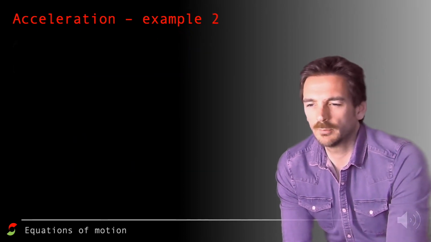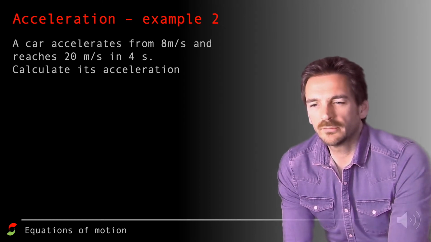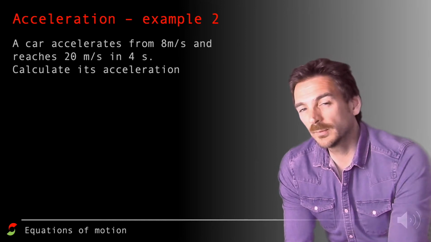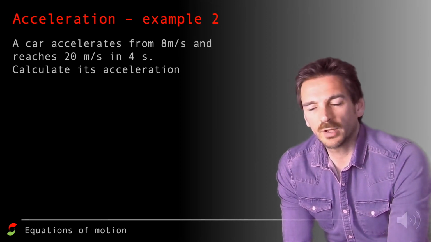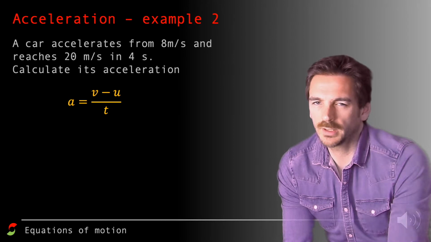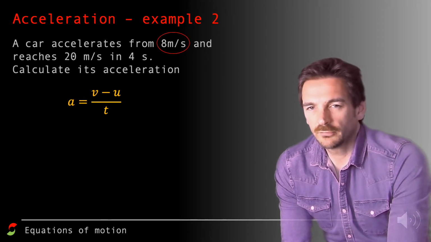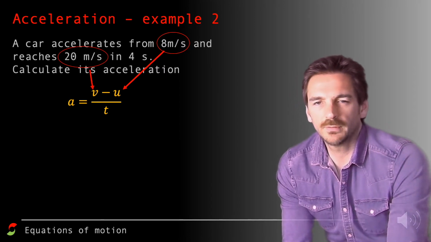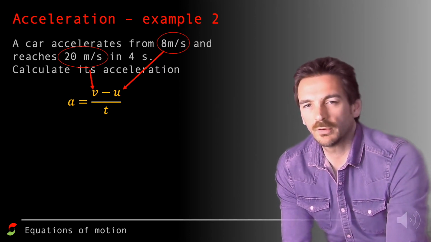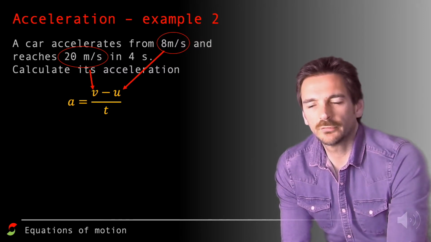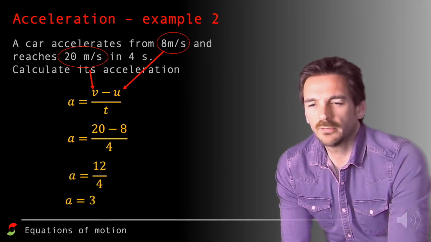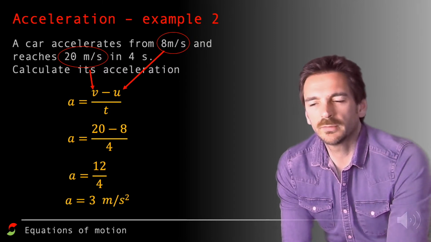Okay, let's have a look at another example. A car accelerates from 8 meters per second and reaches 20 meters per second in 4 seconds. I'm going to calculate the acceleration. It's a little bit more complicated because it's not starting from rest. So we just quote the equation again. That's the initial velocity, 20 meters per second is the final velocity, and the difference in time between the two is 4 seconds. So we have 20 minus 8 divided by 4, 12 divided by 4, and we've got an acceleration of 3, and again the units are meters per second squared.